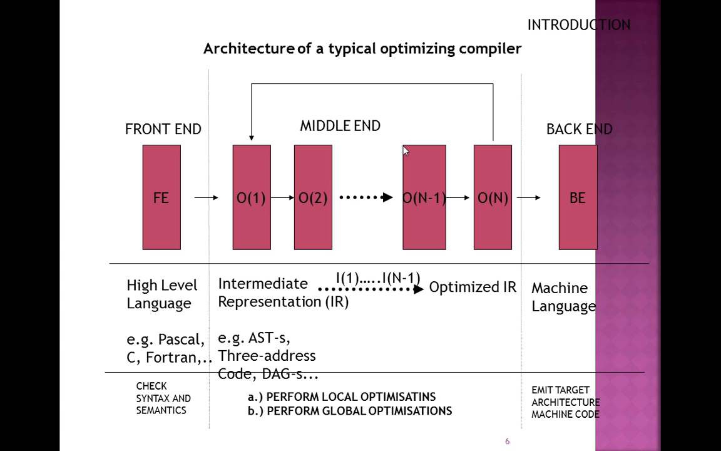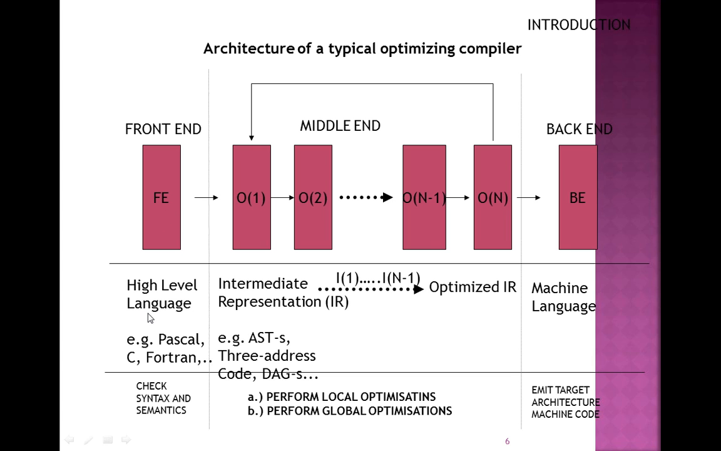Now, what is the architecture of a typical optimizing compiler? First one is the front end. This is your front end that is available to the user, that is seen by the user. Then there is a middle end, that is the mediator between the front end and the back end. Then there is a back end that lies at the back. The user cannot see the back end part.